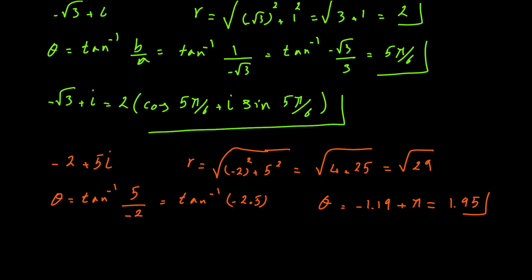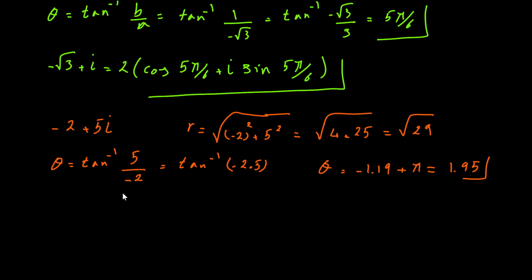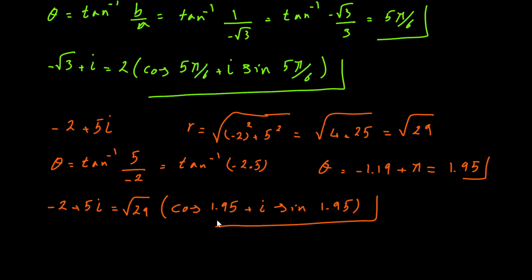Now, from here, I can go ahead and write the polar form of the complex number negative 2 plus 5i. My r, I said, is root 29, cosine of that theta, so cosine of 1.95 plus i sine of 1.95. And that's the polar form of that complex number.